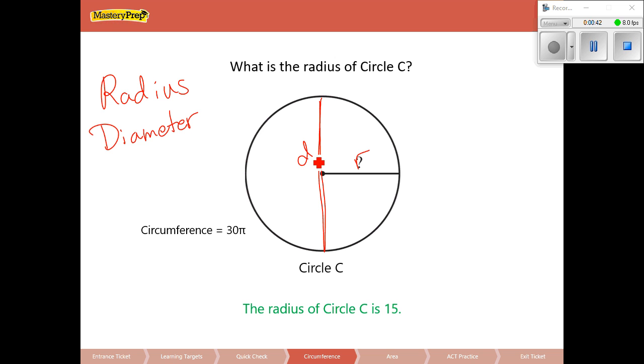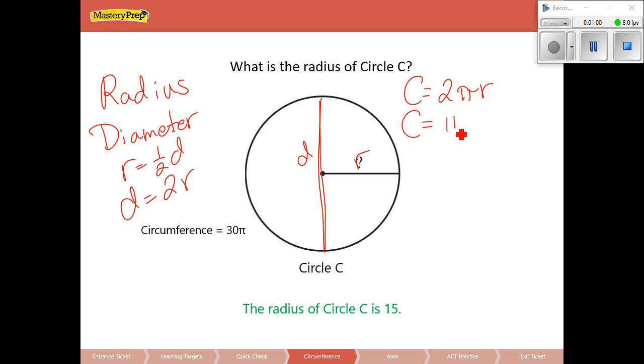And we also know that the radius is equal to half of the diameter, or the diameter is equal to twice the radius. We also went over the fact that the circumference is 2 pi r, or we can say that the circumference is the diameter times pi, because we can use either form. And it's really just relating the fact that 2 times the radius is the same as the diameter. So it's just really changing radius for diameter or diameter for radius.